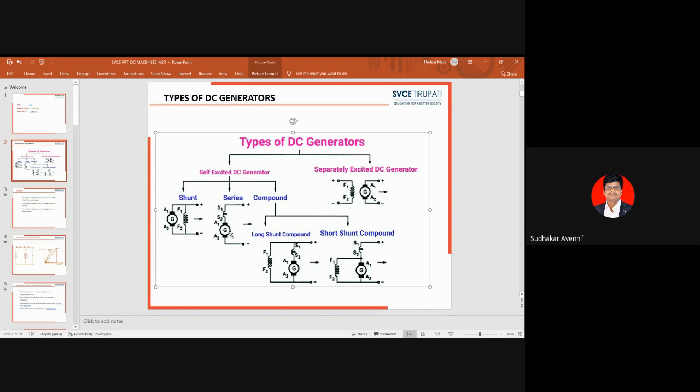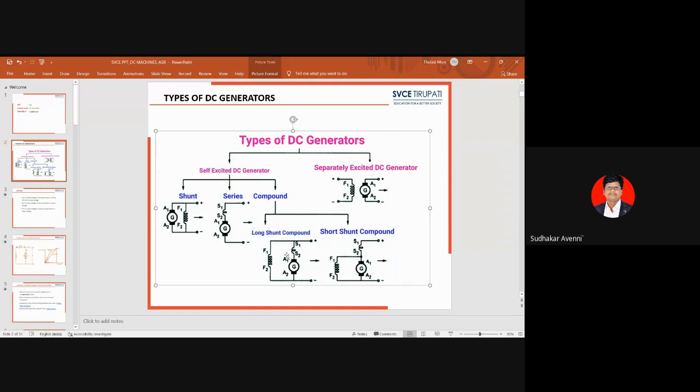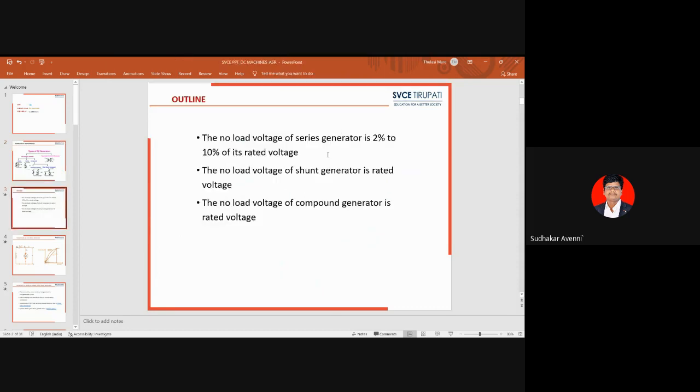While coming to the shunt generator, what is the no load voltage of a shunt generator? The no load voltage of a shunt generator is rated voltage. That is a basic important question from the GATE point of view, for shunt generator and series generator. While coming to compound generators, the no load voltage of compound generators again acts as in shunt. There is a shunt field path, for the long shunt or maybe short shunt. So for that reason, the no load voltage of compound generators is also rated voltage. See here, the no load voltage of a series generator is 2 to 10% of its rated voltage. The no load voltage of a shunt generator is rated voltage. The no load voltage of a compound generator is also rated voltage.